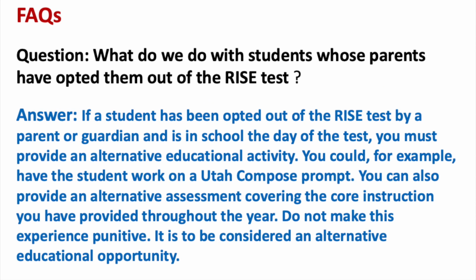Question: what do we do with students whose parents have opted them out of the RISE test? Answer: if a student has been opted out of the RISE test by a parent or guardian and is in school the day of the test, you must provide an alternative educational activity. You could, for example, have the student work on a Utah Compose prompt. You can also provide an alternative assessment covering the core instruction you have provided throughout the year. Do not make this experience punitive. It is to be considered as an alternative educational opportunity.